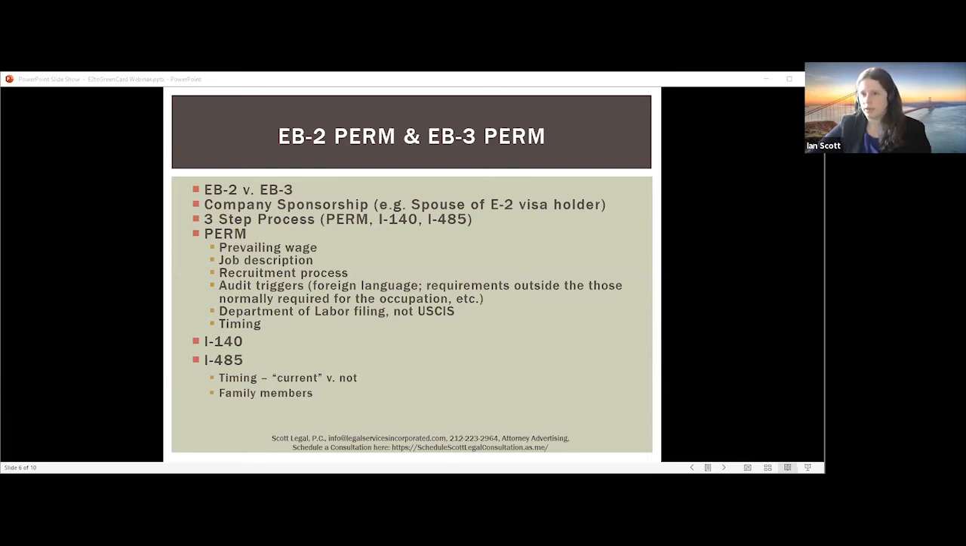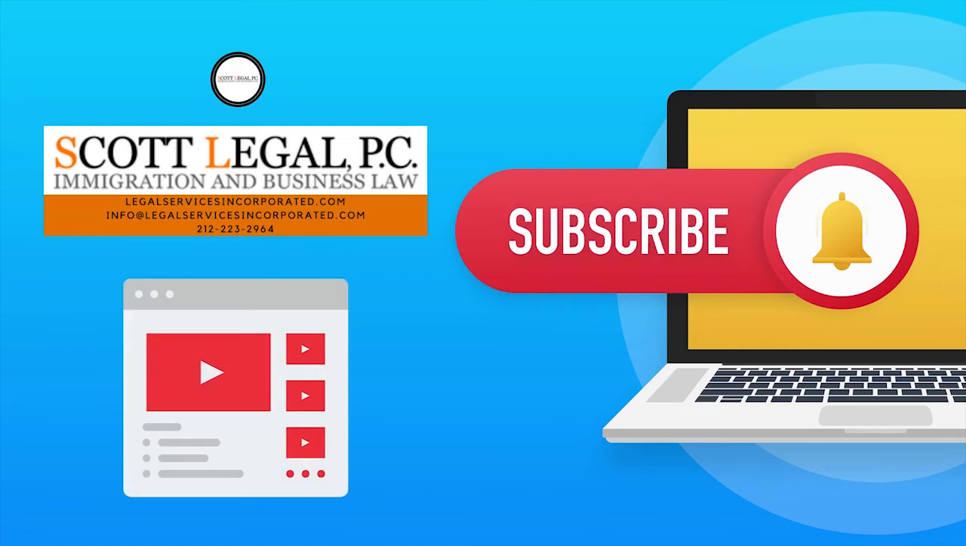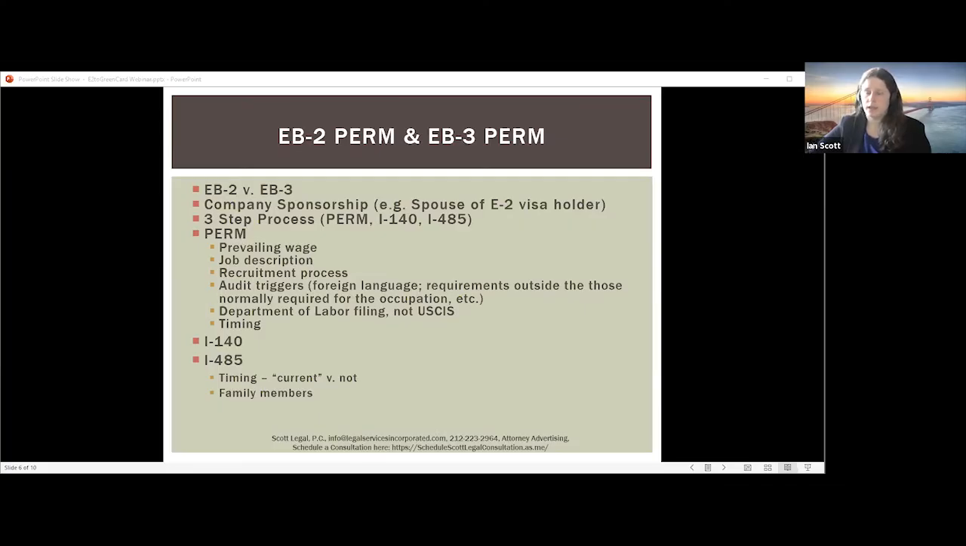If the case is audited, often the Department of Labor will ask to see all of the proof of the recruitment that was conducted, and they will review it. The company is also required to keep all of the audit documents for at least 5 years after submitting the application. Once the perm is certified, then you can move on to the I-140 and the I-485.